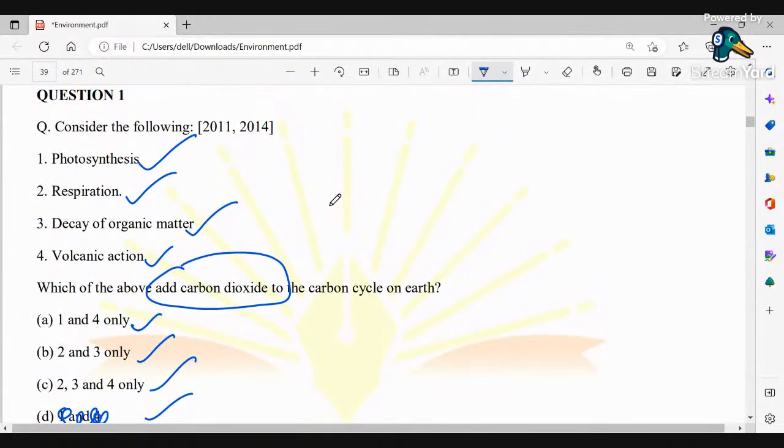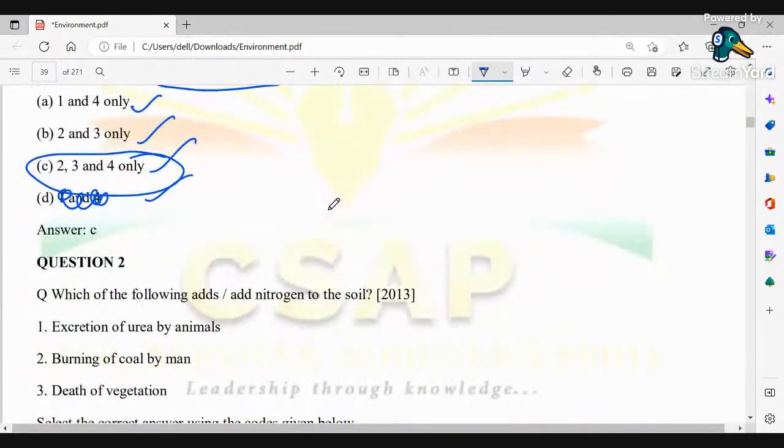Sorry, you have already showed the answer. So it is 2, 3 and 4. Okay, so here we could see that photosynthesis does not have any role when I'm talking about adding carbon dioxide to the carbon cycle on Earth. Okay, so therefore respiration, decay of organic matter, and volcanic action directly relate to adding carbon dioxide to the carbon cycle on Earth.